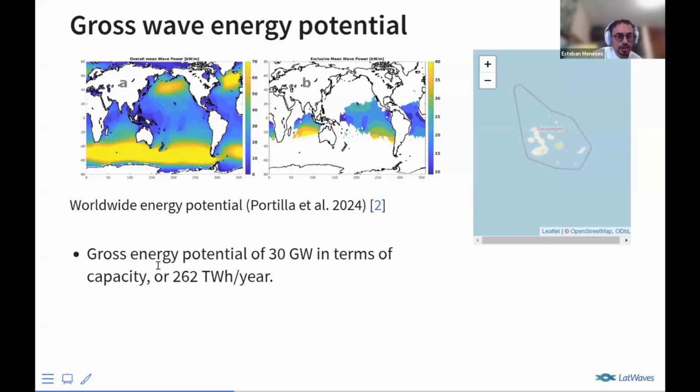So to get the gross energy potential, we consider the whole perimeter of the Galapagos Marine Reserve, which is this fictional line here. And if we could harvest all the wave energy that comes to this perimeter with the wave energy converter considered in this work, we could have a potential of 30 gigawatts in terms of capacity, or over 200 terawatt-hours a year in terms of generation.